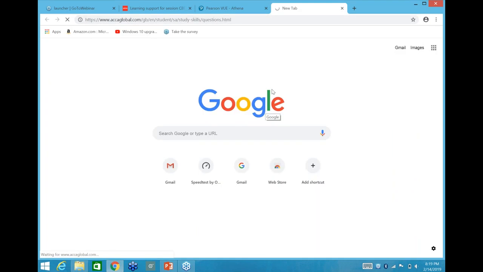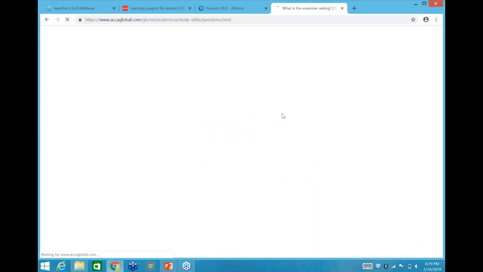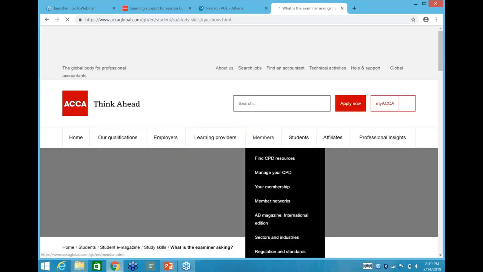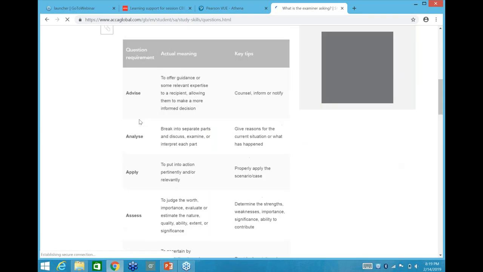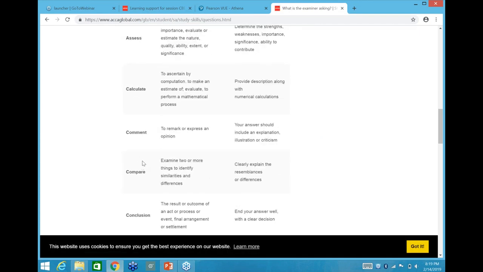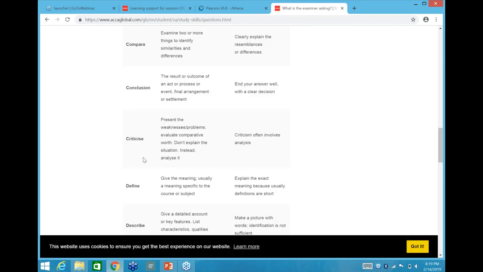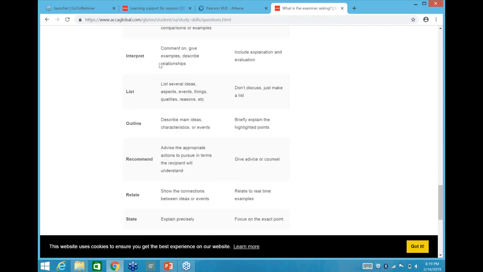ACCA itself tells you what these verbs mean. Advise, analyze, apply, assess. So please answer based on the verb. List several ideas, aspects. Don't discuss, just make a list. So don't go into depth. Recommend, give advice.